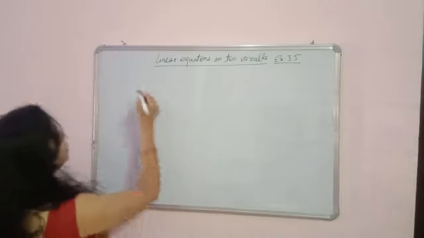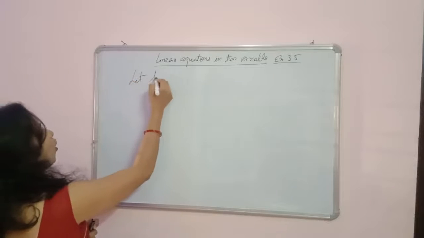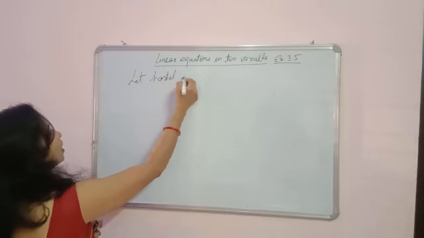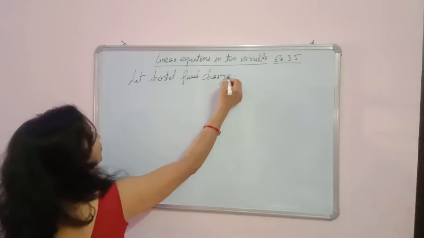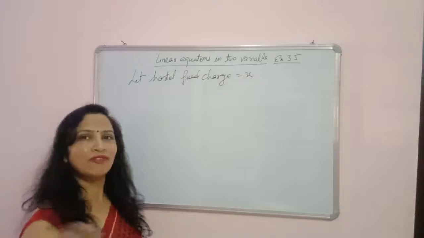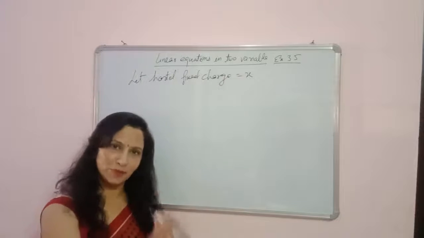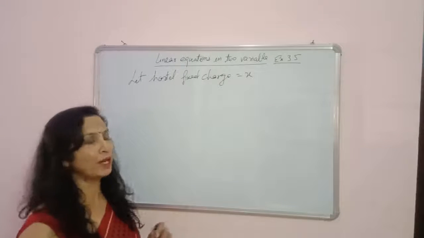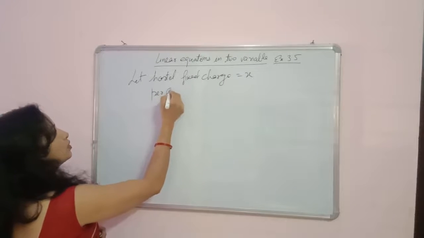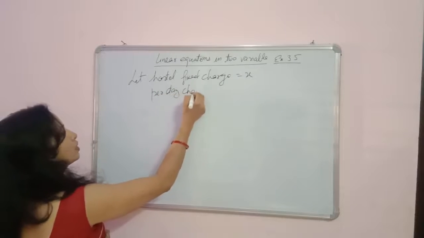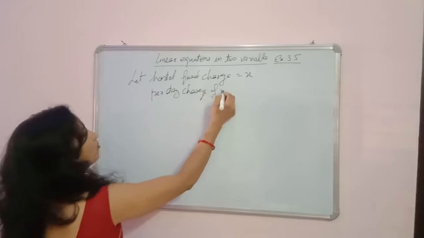So you will say, let the hostel fixed charge be x. It means this charge you have to pay either for the hostel or for the mess. And the second one is the per day charge of mess.